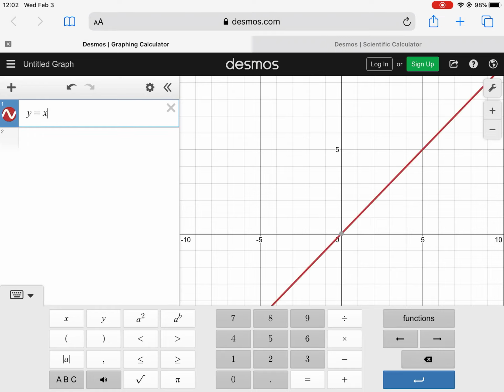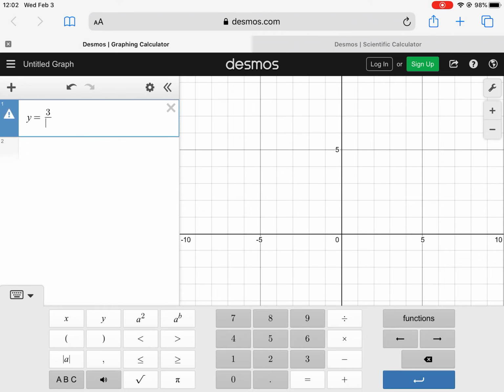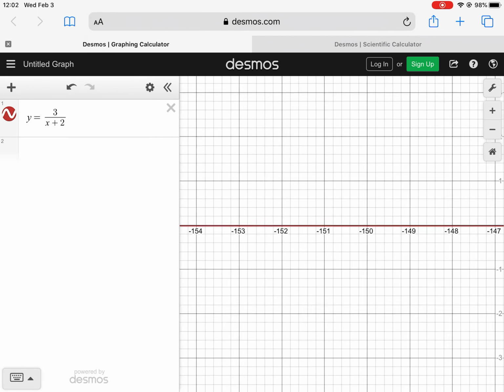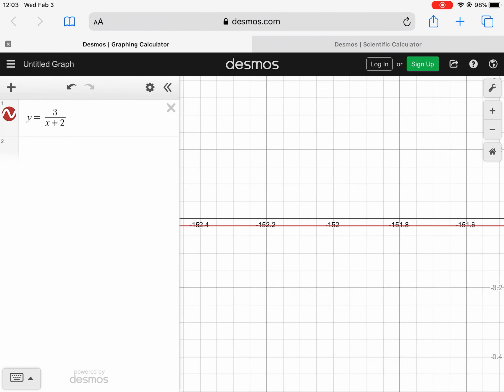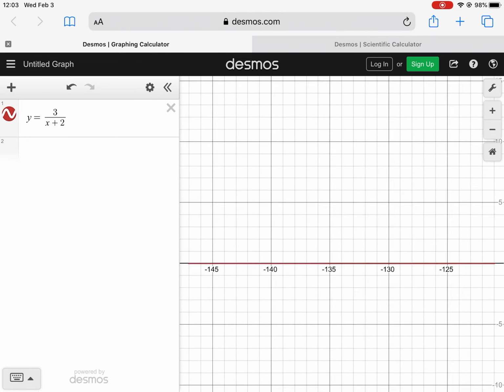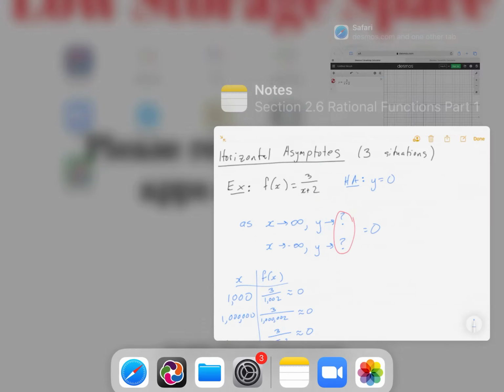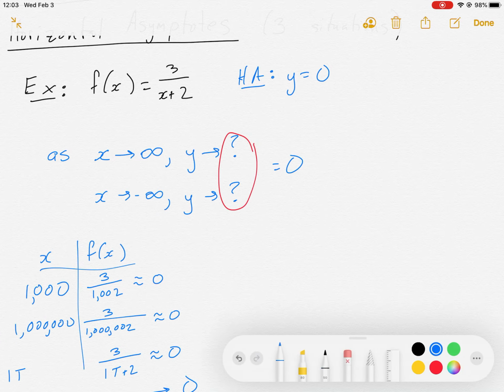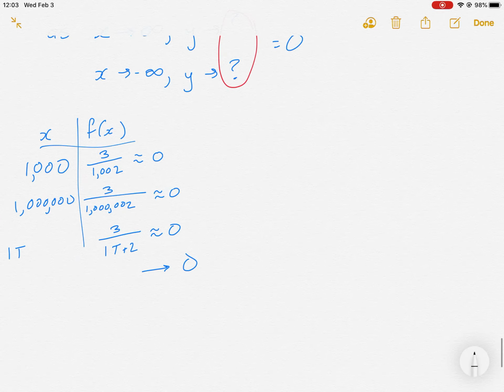Just to confirm this, we could graph 3 over x plus 2. And notice if I go to extreme values of x, so over here to negative infinity, the y value is getting very, very close to the x-axis, very, very close to 0. And so we were correct on that one. Okay, so this was one situation. Let's look at another one.